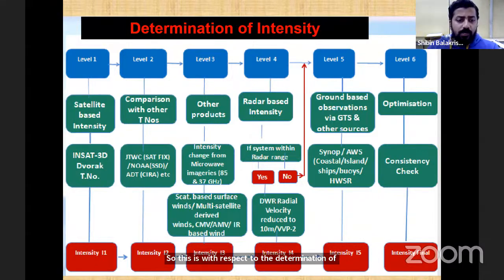Now the intensity of the system. Initially we look into the satellite-based intensity, we derive the Dvorak technique based intensity, then we compare it with the T numbers from different agencies like JTWC, CIRA, NOAA, etc. We get an intensity. Then we have the different products available from your microwave platform, like microwave imagery at 85 gigahertz and 37 gigahertz. Then you have the satellite-based winds. Then again, when it is near the coast, you have the radar-based information and ground-based information. With all this information, we finalize the intensity of the particular system.